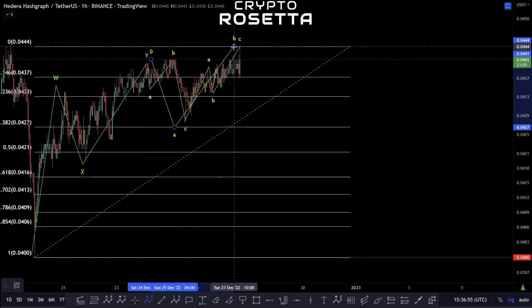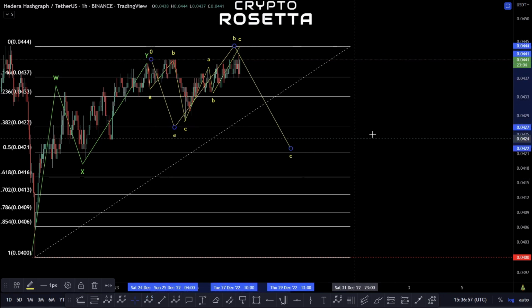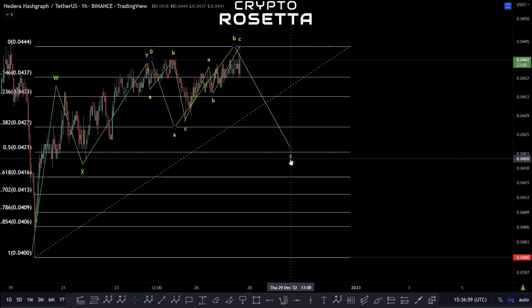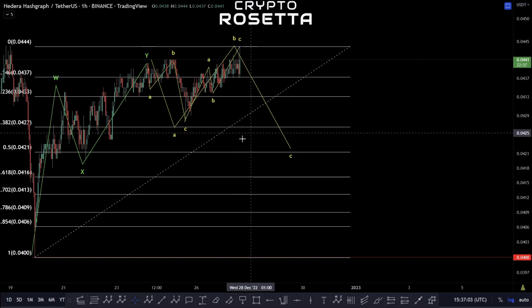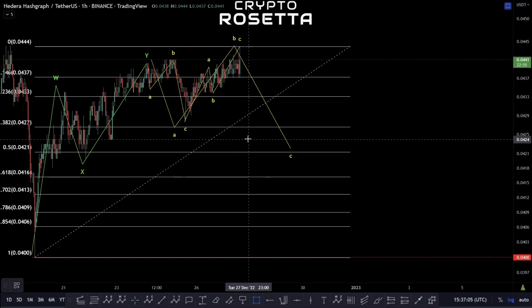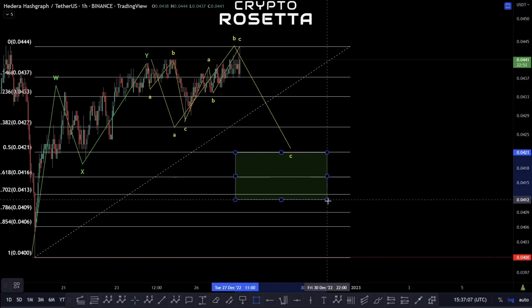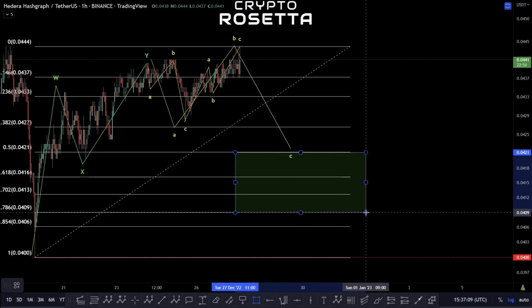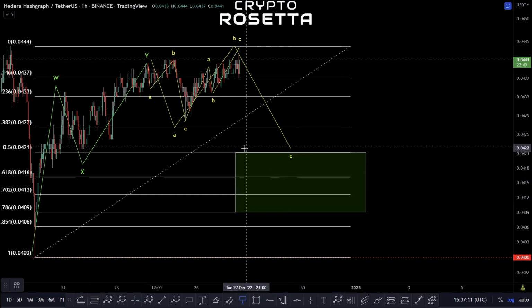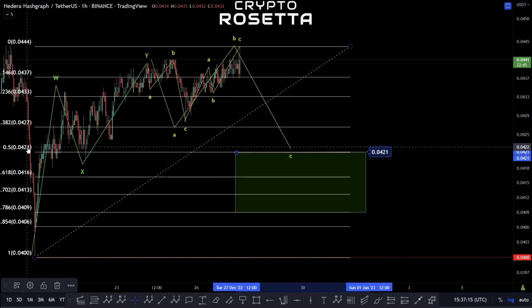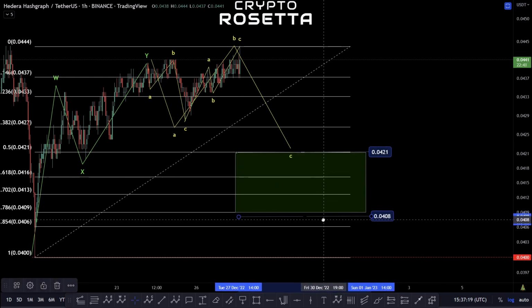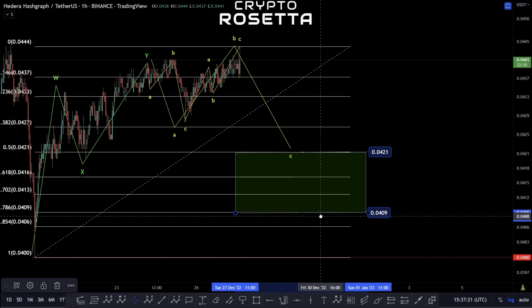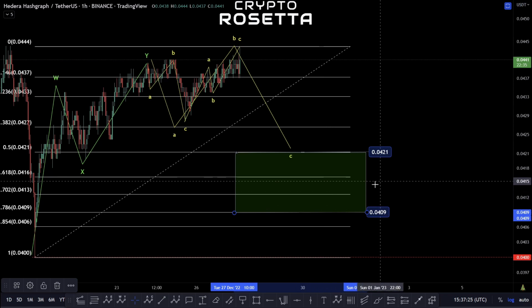We moved up for a B, and we're going to look to break down for that C wave to the downside. And if that is the case, we'd be looking for this to develop in a 5-wave move, and looking for the potential of moving down and targeting the support zone here, which would be this area of 0421 all the way down to this 0409 area.